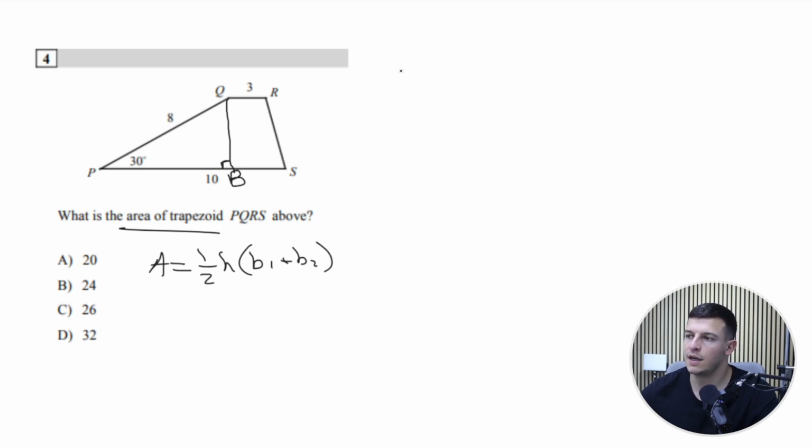Now we have triangle PBQ, which is a right angle triangle. And what type of triangle is it? It's a 30, 60, 90 triangle. What do we know about that?